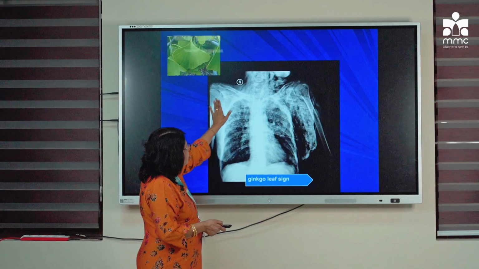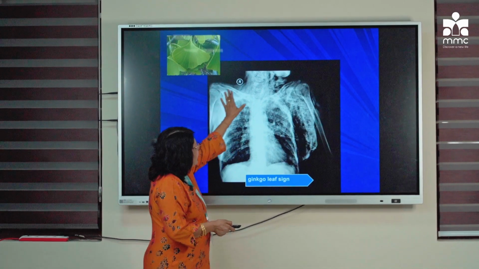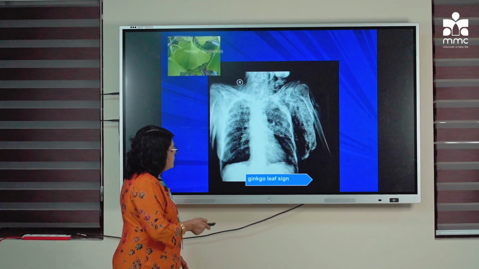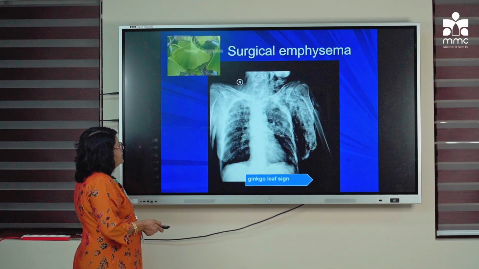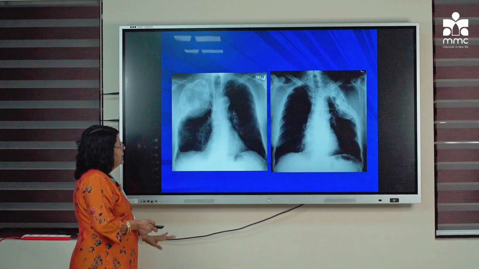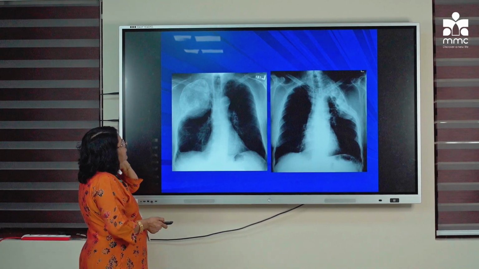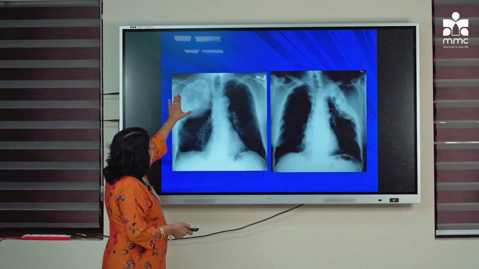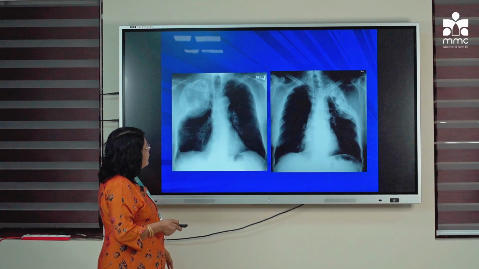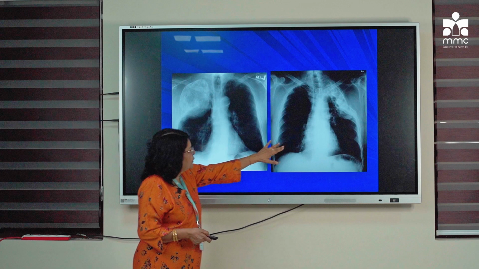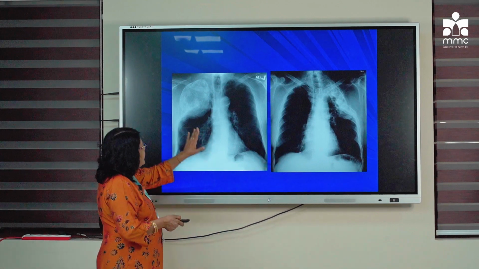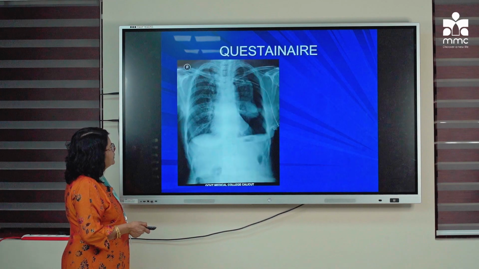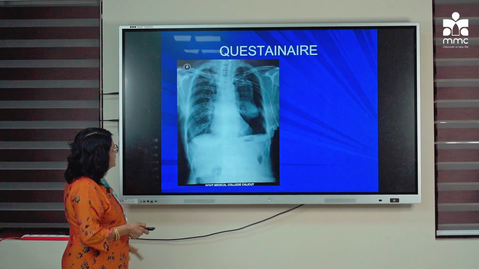And you can see, for a patient coming with trauma, plenty of air in the thoracic cage and the neck, with pneumomediastinum, this is called the ginkgo leaf sign. Okay, surgical emphysema. Previously in a case of tuberculosis, where apical tuberculosis was operated, you keep a plombage so that the patient will not be dysmorphic. This is a thoracoplasty where it is operated, and they have placed a plombage here in case of apical tuberculosis previously. So what is the cause?